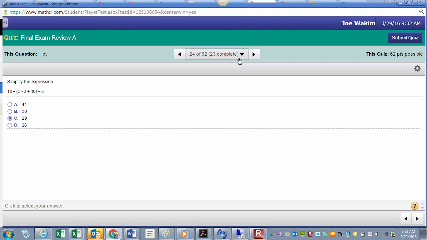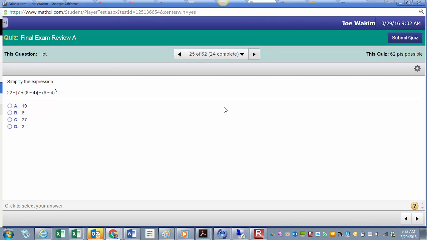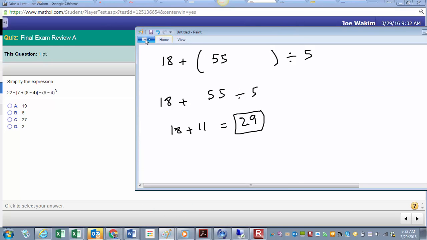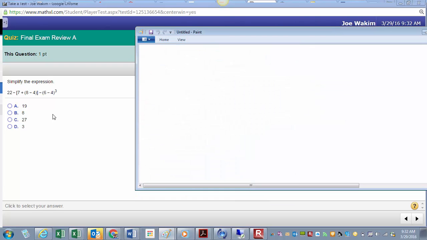Number 25. Okay, let's try to do this one. Simplifying an expression. Well, I can do brackets, parentheses first, so let's go ahead and rewrite this. Let's finish the brackets, because I can do the 8 minus 4 is 4, plus 7, that's 11. So now I can remove the bracket. Simplifying this whole bracket was not a big deal, because I can do the parentheses first. 8 minus 4, that's 4, plus 7, 11, and then I can remove the whole brackets.